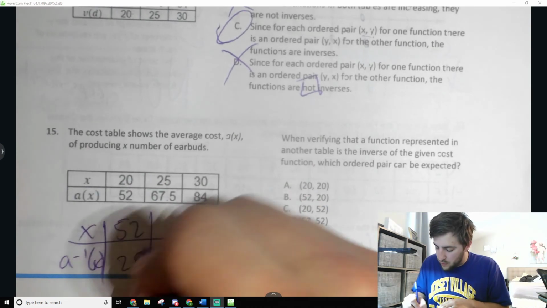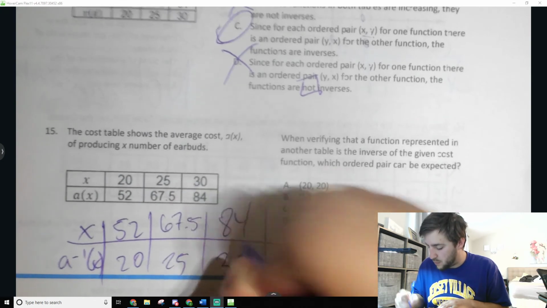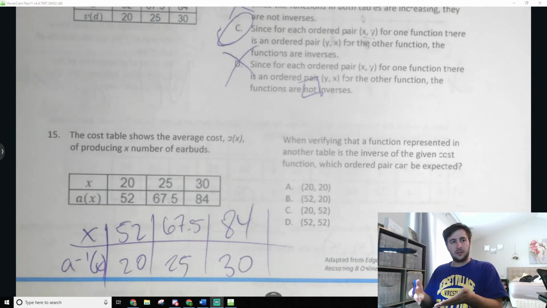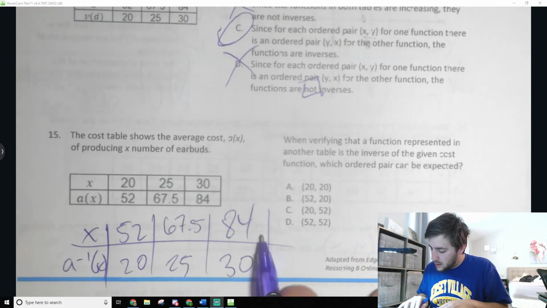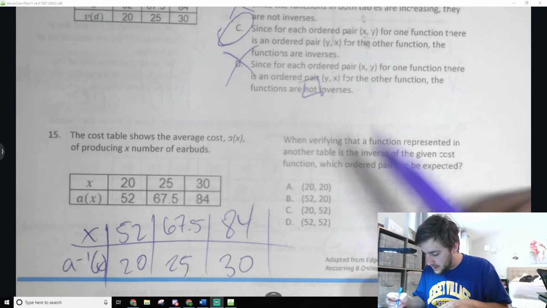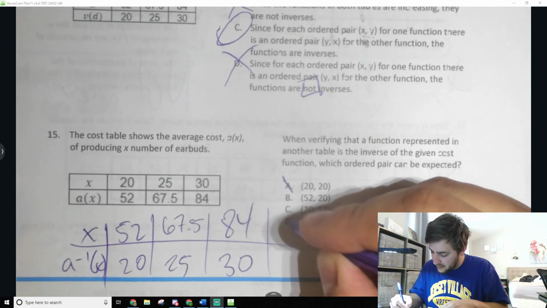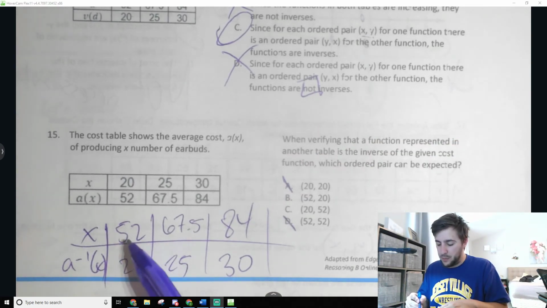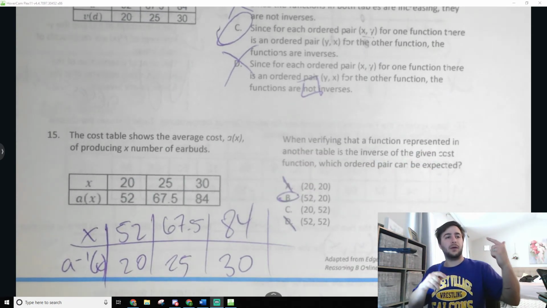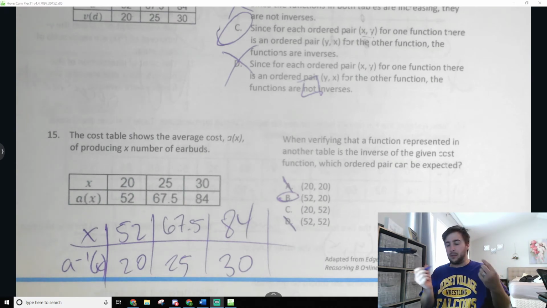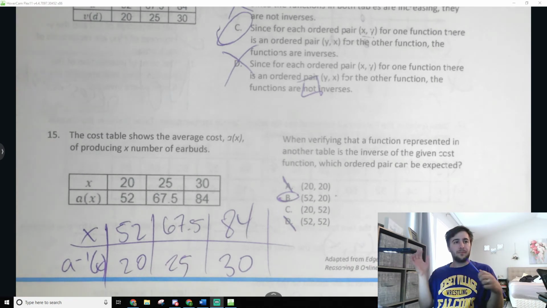X's are going to switch with Y's. That's what we would expect from the inverse, right? So let's look. Which one of these points are over here? I see they're doing the 52 and the 20 thing for sure. They're not going to be the same because we're just flip-flopping X and Y. So X would need to be 52. Yeah, that one right there. And then Y would be 20. We're flip-flopping. So what would you expect to see in an inverse table? You would hope to see that point right there, or else there aren't going to be inverses. All right. So that's inverses.